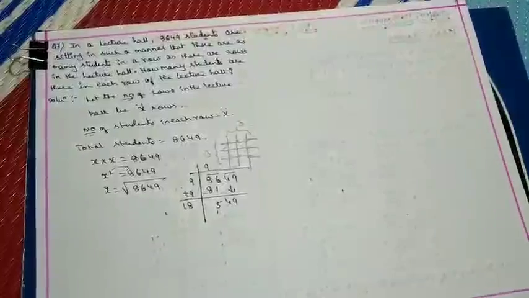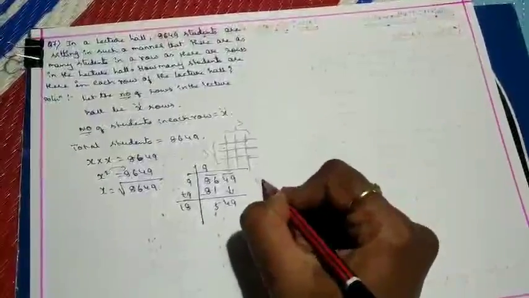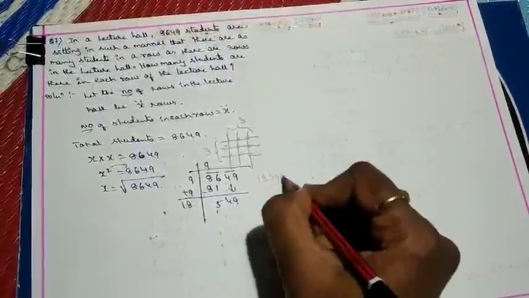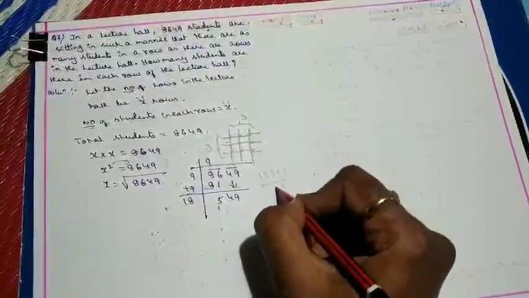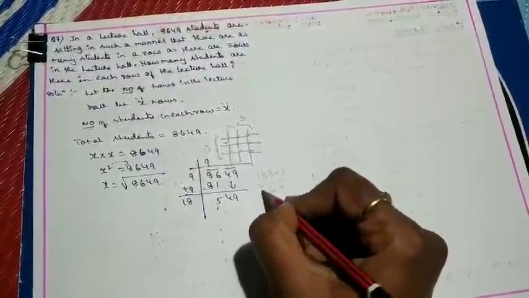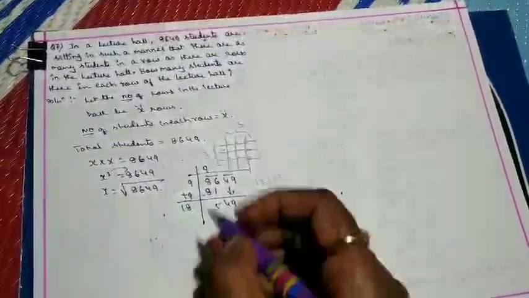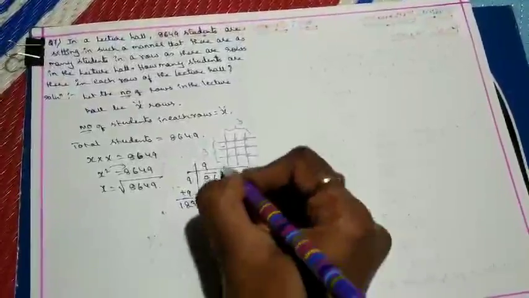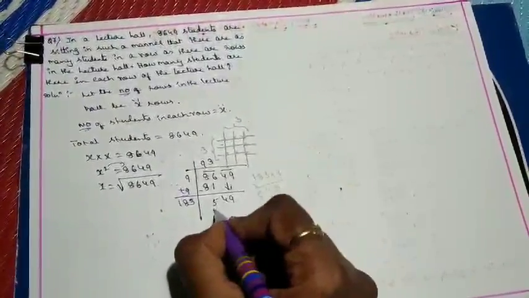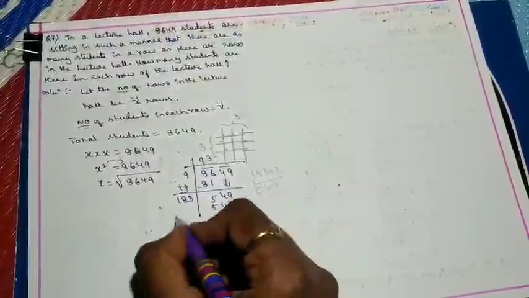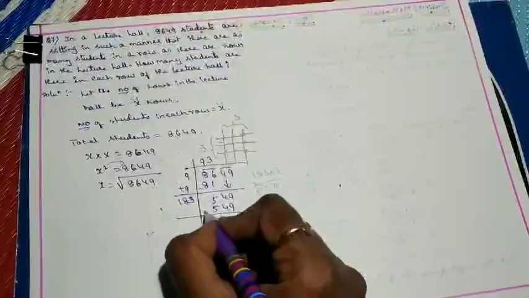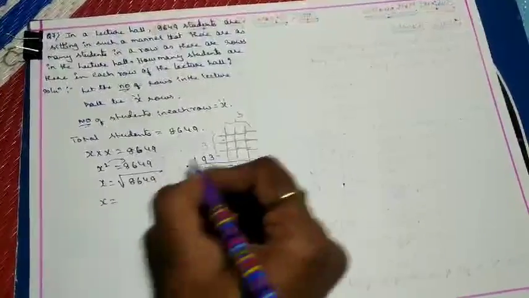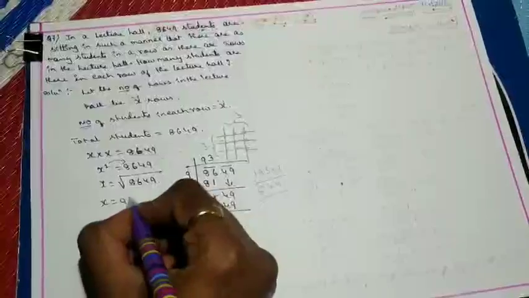So let me check with the 3 table. 183 into 3. 3 3s are 9. 3 8s are 24. 3 1s are 3 plus 2 is 5. Right? So it is equal to the number. So 3s are 549, and the remainder is 0 here. So the x value is what we got in the quotient, that is 93.